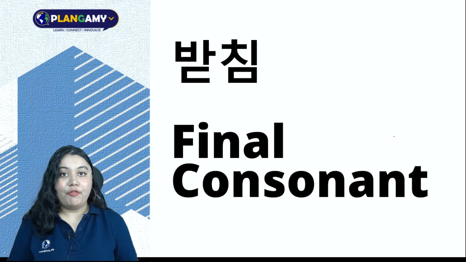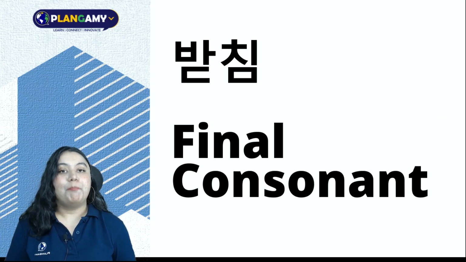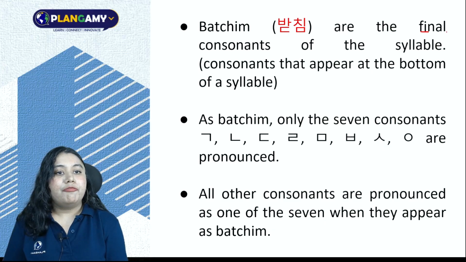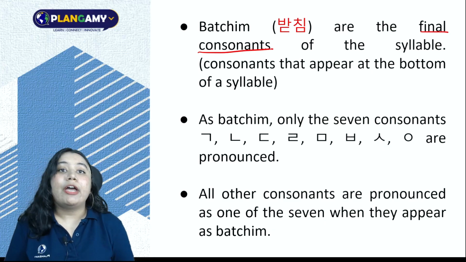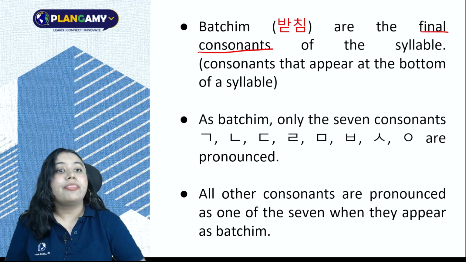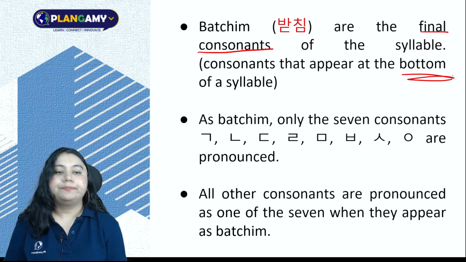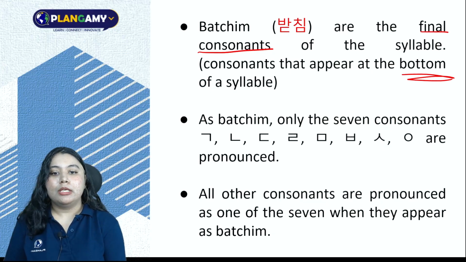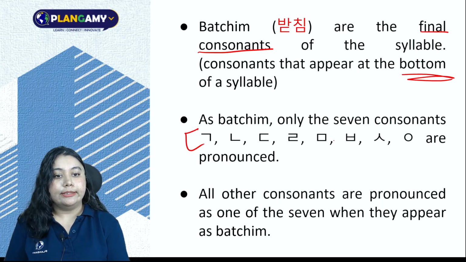Now we'll move on to final consonants or bhachim. So what are bhachim? Bhachims are final consonants. When we mean final consonant, we mean that they are appearing at the bottom of the syllable. There are only 7 consonant sounds for the last consonant: gh, n, th, r, m, b, s, and ng.